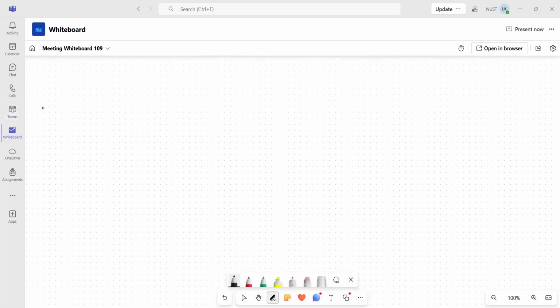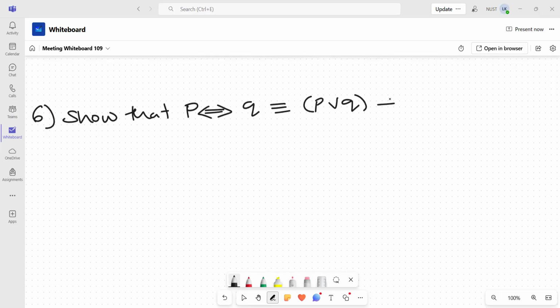One or two more examples. So here it says, show that P if and only if Q is equivalent to P or Q implies P and Q. Okay, so here all we need to do is draw the truth tables of both of them and then compare them. So we have P here, we have Q.